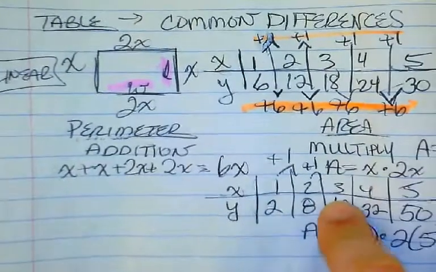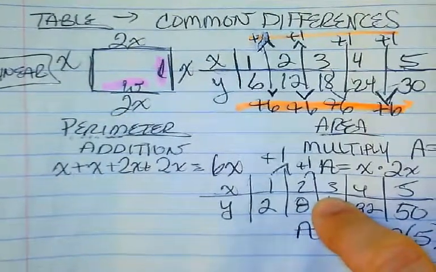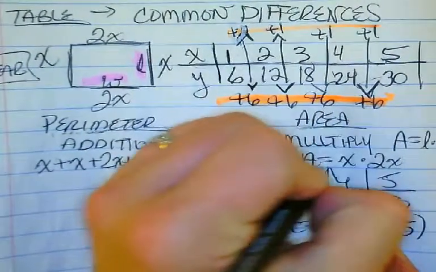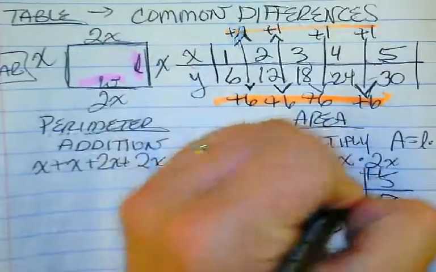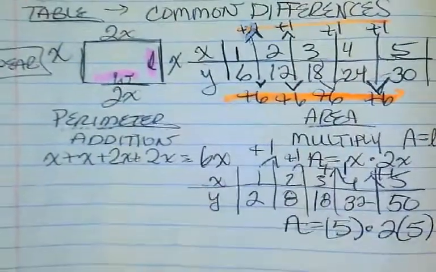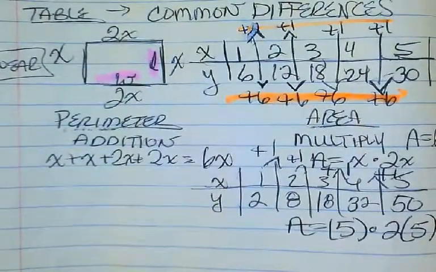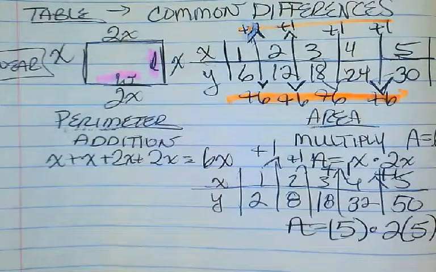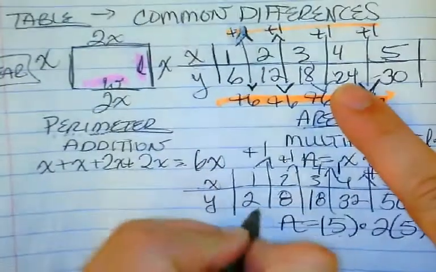So how do I go from 3 to 4? What do I have to do? I have to add 1, good. And then add 1 again, right? Alright, so let's look at the bottom. How do we go from 2 to 8, Jennifer? I need a plus 6.